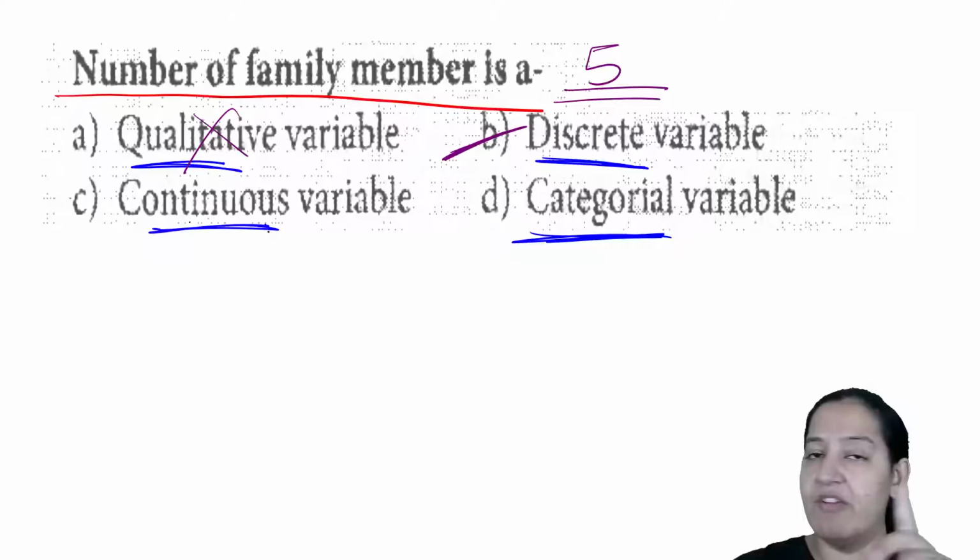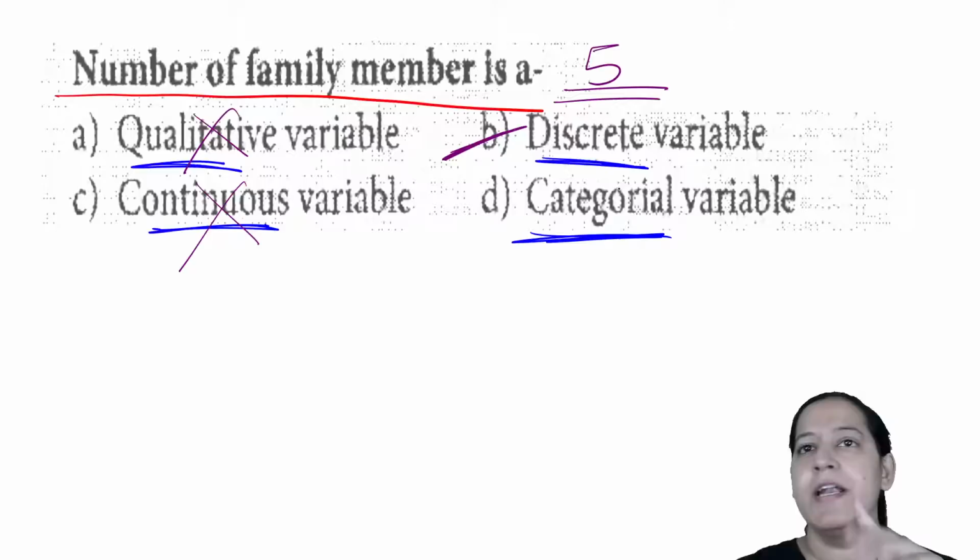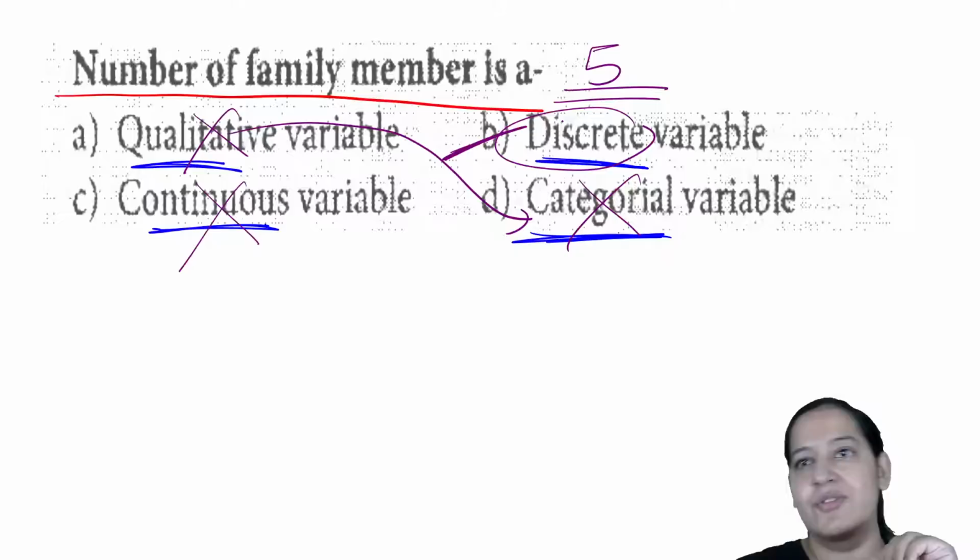Continuous means fraction. It is not categorical. Categorical is another name of qualitative. Qualitative ka hi dusra naam hai categorical. It is numerical, so again this is incorrect. But yeah, discrete. Discrete means a whole number. So whether 5, 6, 7, whatever. So the correct answer here is B.